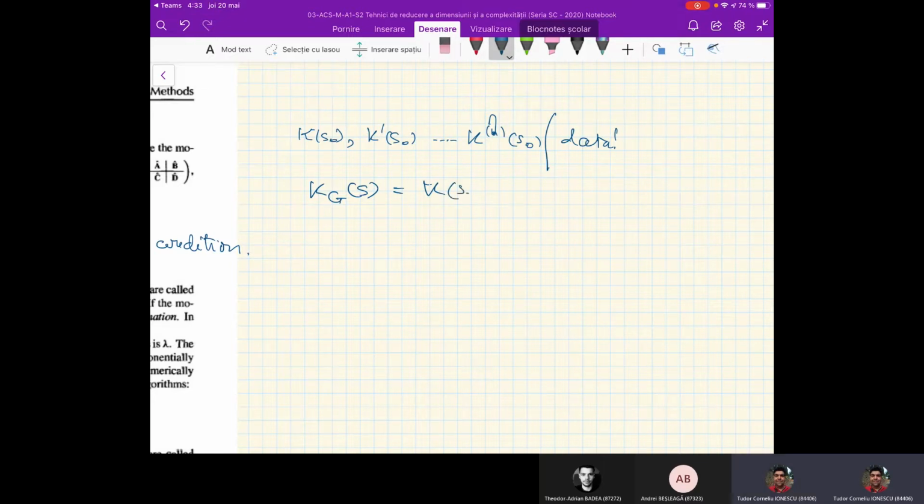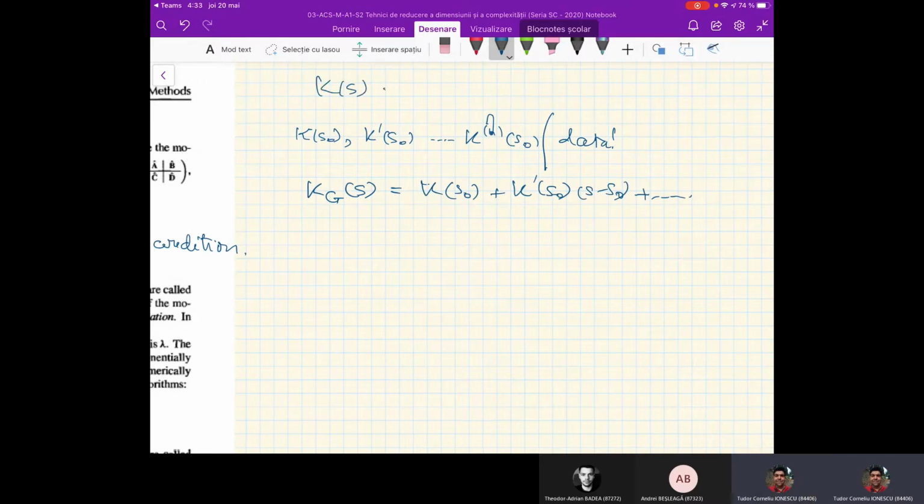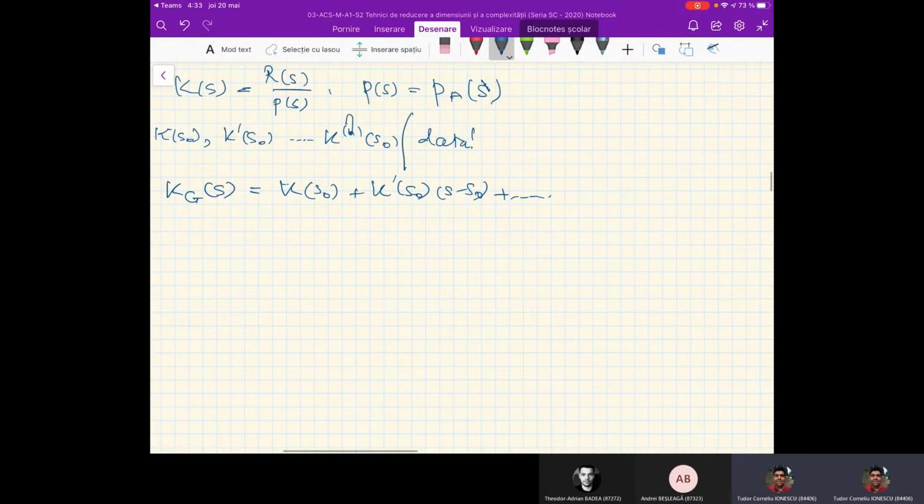You'd like to have this K(s0) plus K'(s0)(s minus s0), and so on. But note that K(s) is rational. You can write it like this, where P(s) is the characteristic polynomial of the matrix A. So P is this, and R(s) is a polynomial with matrix coefficients. The same for K_G(s), it's also a rational function.